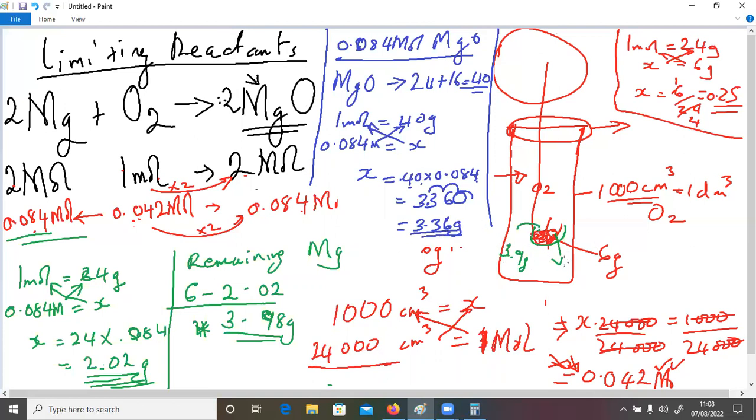So in this container, there will be 3.9 grams of magnesium, and 3.36 grams of magnesium oxide, right? Okay. So looking at a different one.